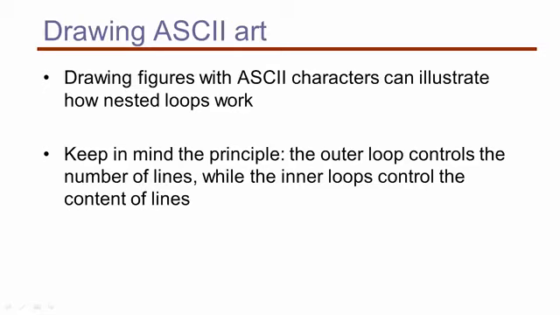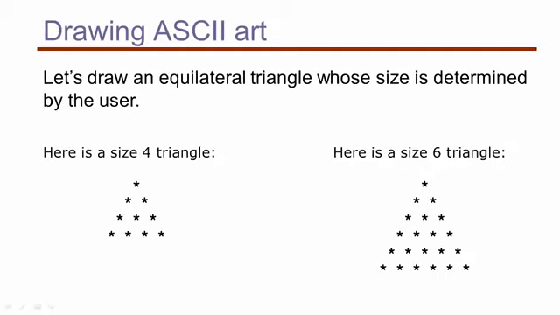The outer loop controls the number of lines to be printed, while the inner loops control the contents of each line. This is just what we saw with the example of printing different portions of the multiplication table. For our example, let's consider the problem of drawing an equilateral triangle made up of stars.